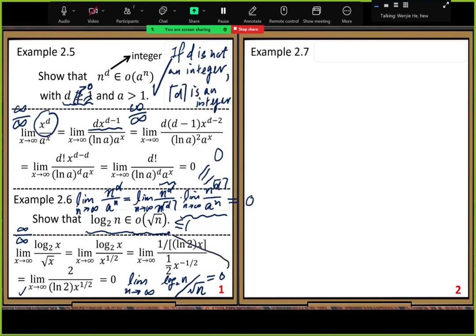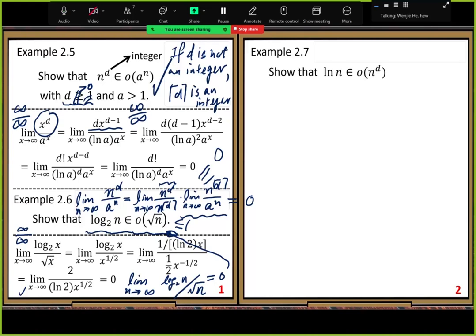From this, we can conclude log base 2 of n belongs to little o of root of n. So that's example number 2.6. All right, last question of this part, 2.7.